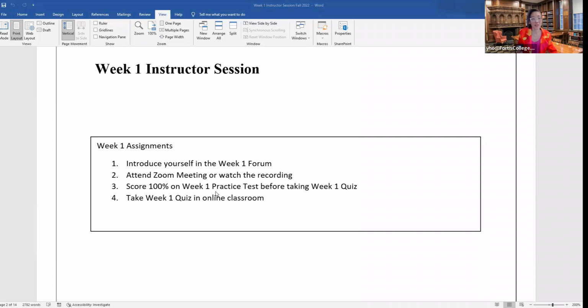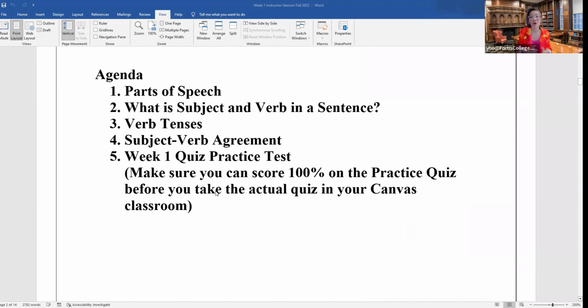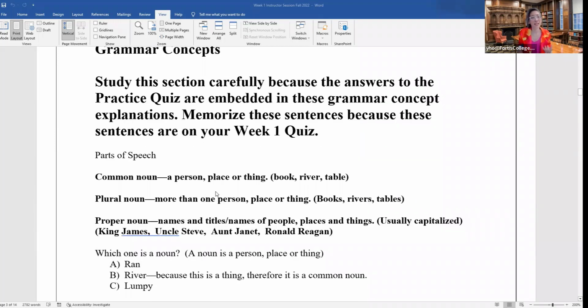So here we go. This week we're going to cover parts of speech. What is a subject and a verb in a sentence? We're going to cover verb tenses and subject-verb agreement. And after we go over all the rules, we're going to take our week 1 quiz, which is actually kind of fun. Students actually like it because they get to be tested on what they know or remember from my lecture. So let's go in. Study this section carefully because the answers to the practice quiz are embedded in these grammar concept explanations.